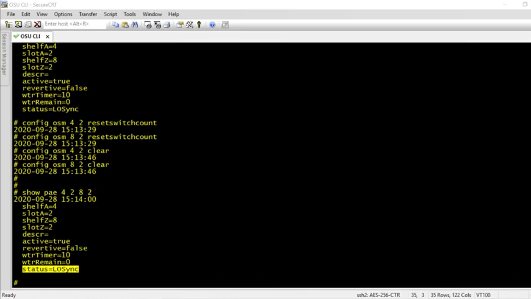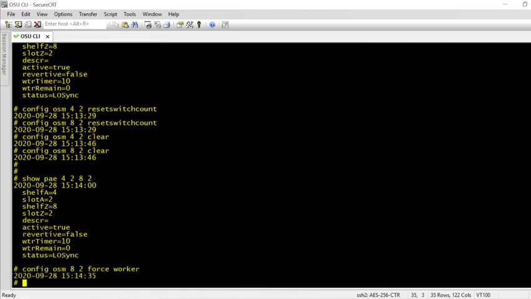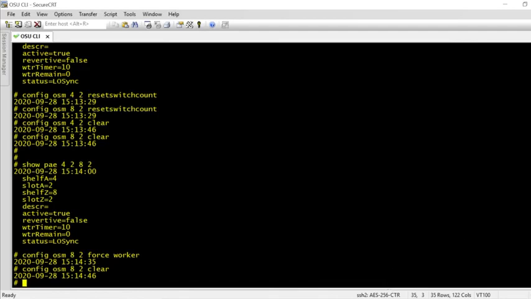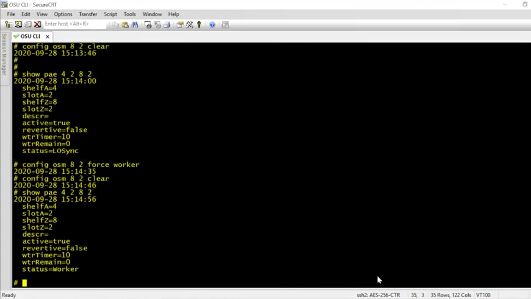In this case, we can move, for instance, the OSM 82 onto the worker direction. Config OSM 82 force worker. As we just forced a specific leg of the ring, we need to clear the force switch condition once more. Config OSM 82, clear. Then, we can check the PAE to see whether the blocking status is gone. Show PAE 4282. And yes, it's gone.